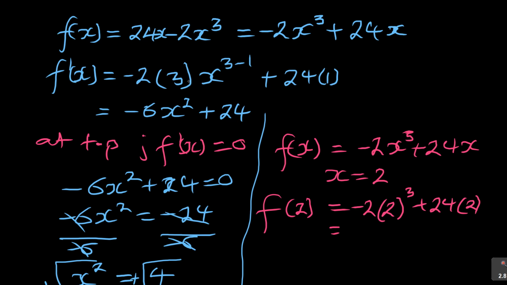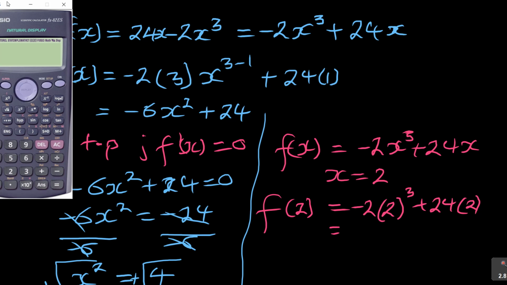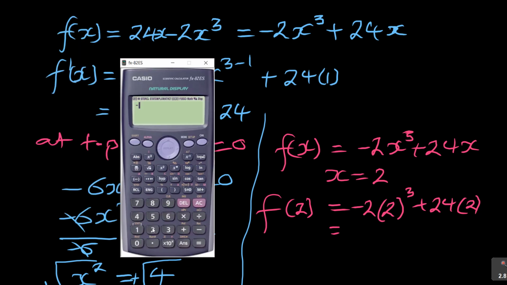Let's do that to say what is the turning point when it is that, which is negative 2 bracket 2 cubed, seeing that, plus 24 bracket 2.